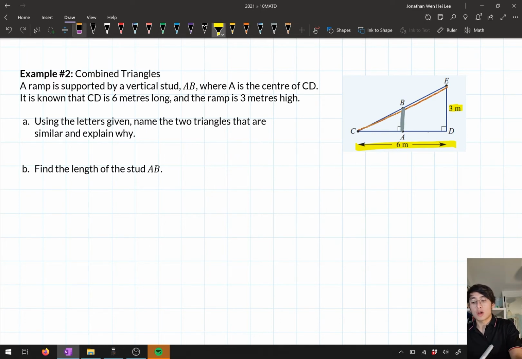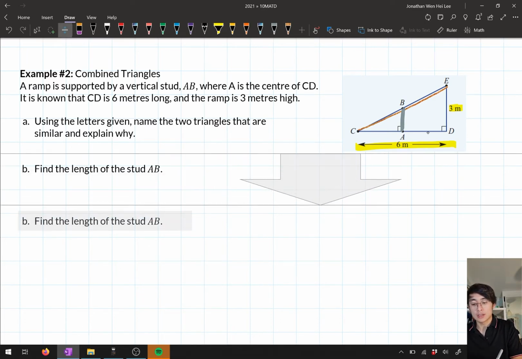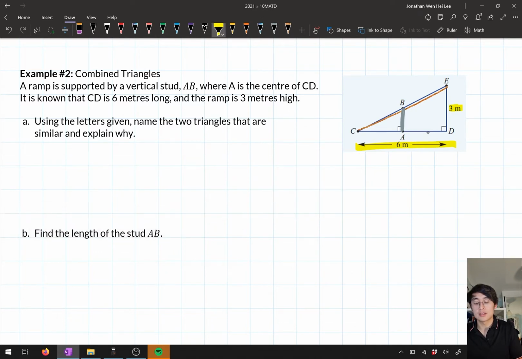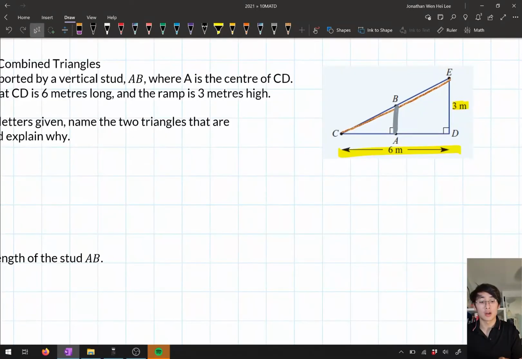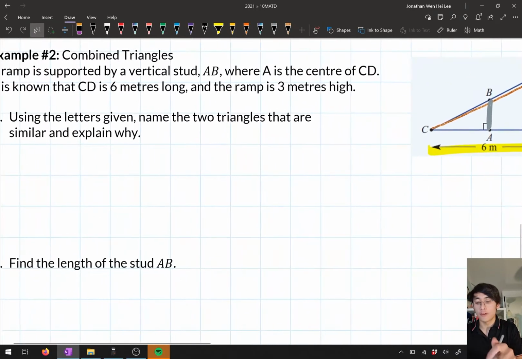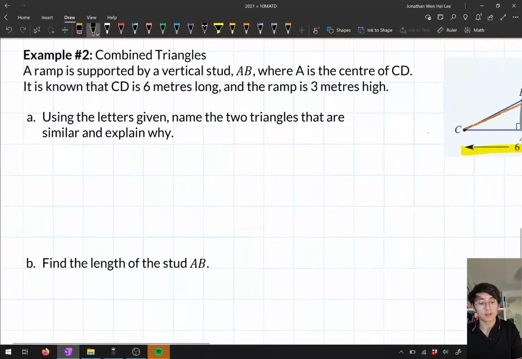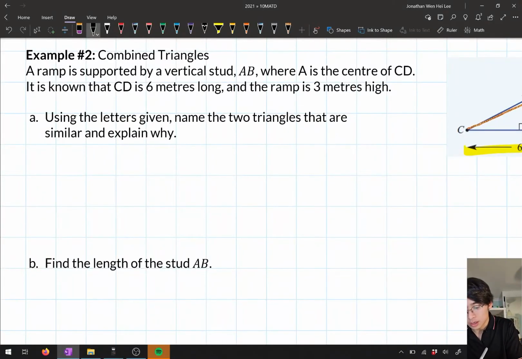Okay, first question. Using the letters given, name the two triangles that are similar and explain why. Now what I'm going to do here is draw out the two triangles. If you notice here, we can split this diagram into two separate triangles that overlap each other. The first one is a triangle at the front. So here we've got A, B, and C. So I'm going to draw here. This is C, B, and A.